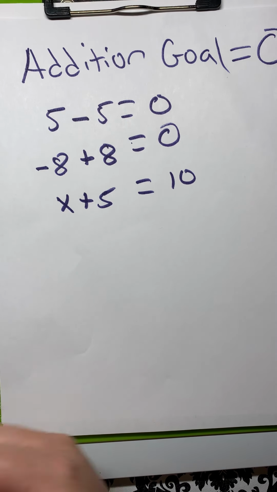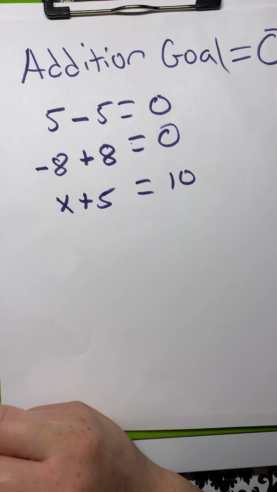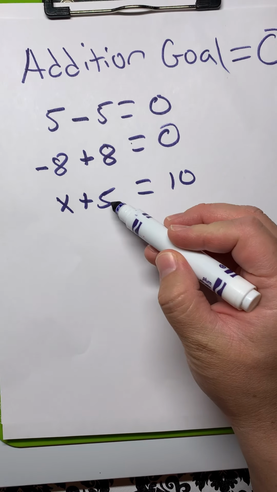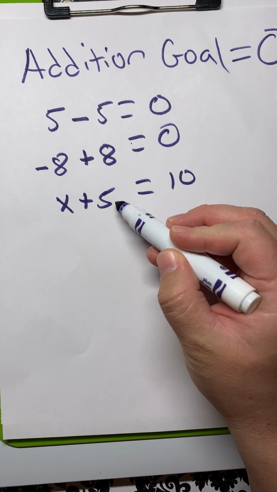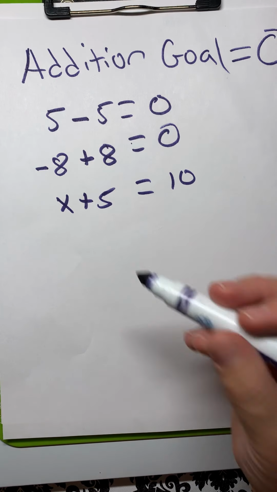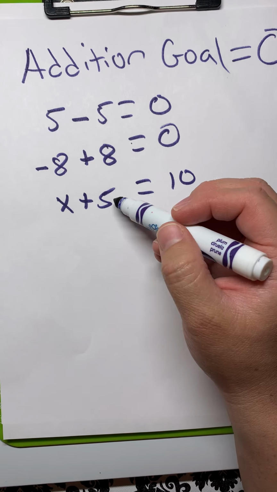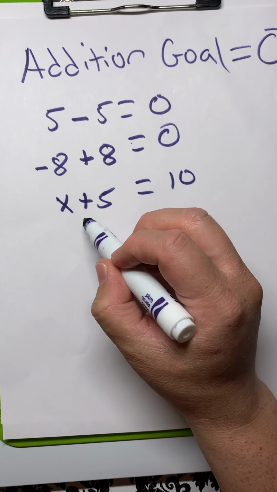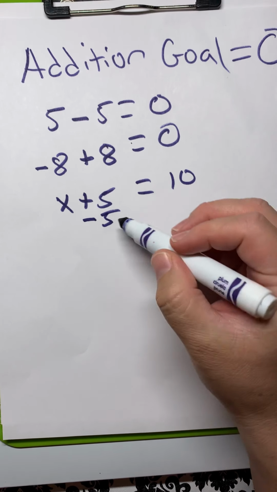to equal 0. When we put this into an equation, so now we have x plus 5 equals 10, what we're trying to do is cancel this so we can actually isolate the variable. How do we cancel a positive 5? Well, back to the addition rule. You do the opposite of it. So what's the opposite of a positive 5? A negative 5. And that's exactly what we're doing here.